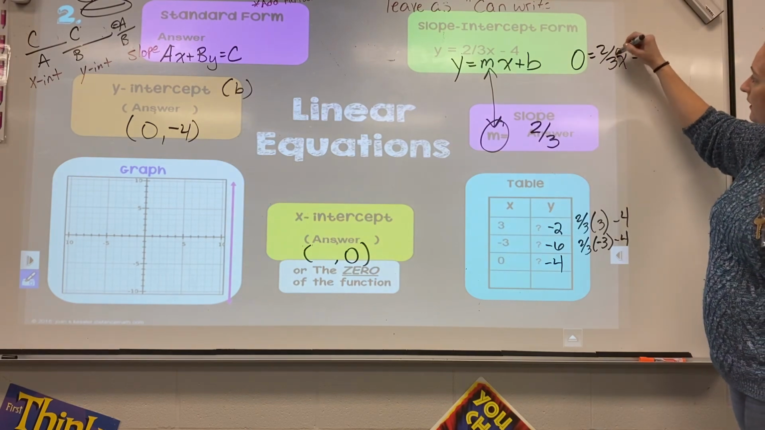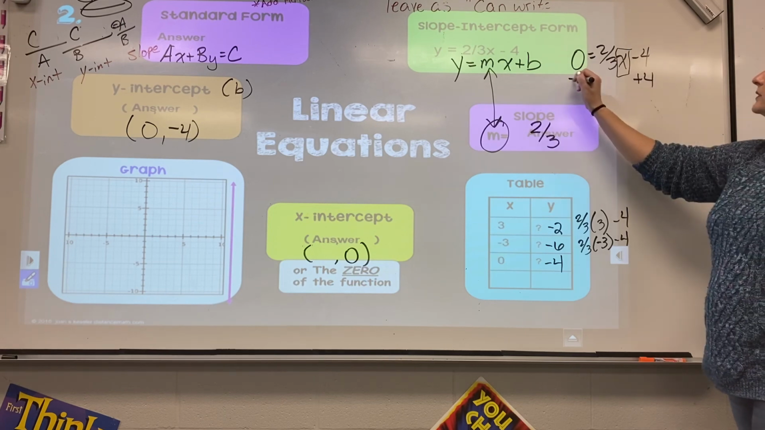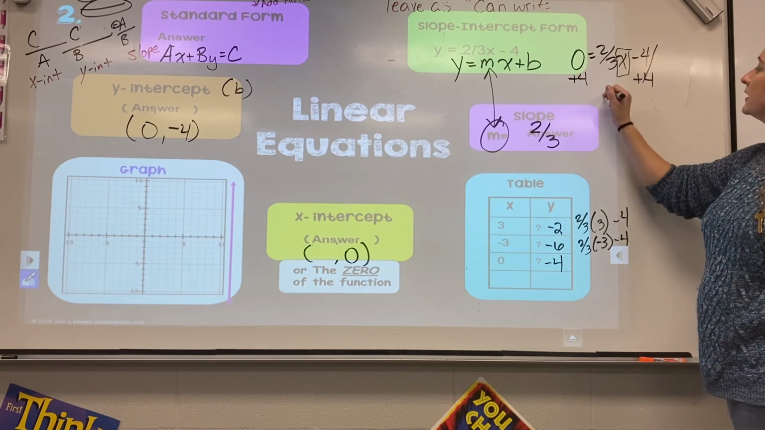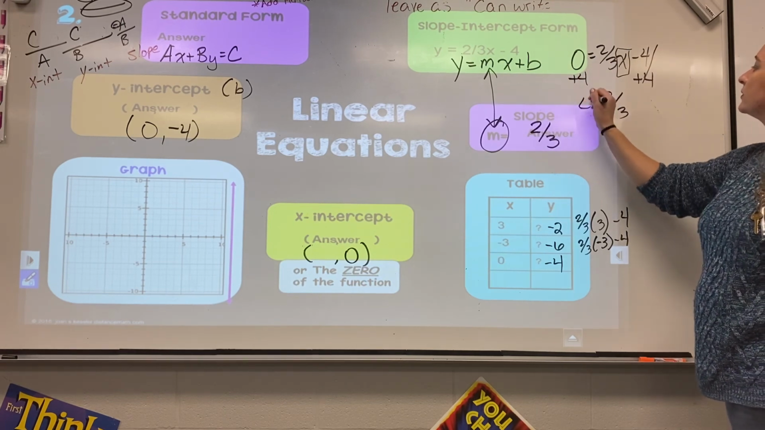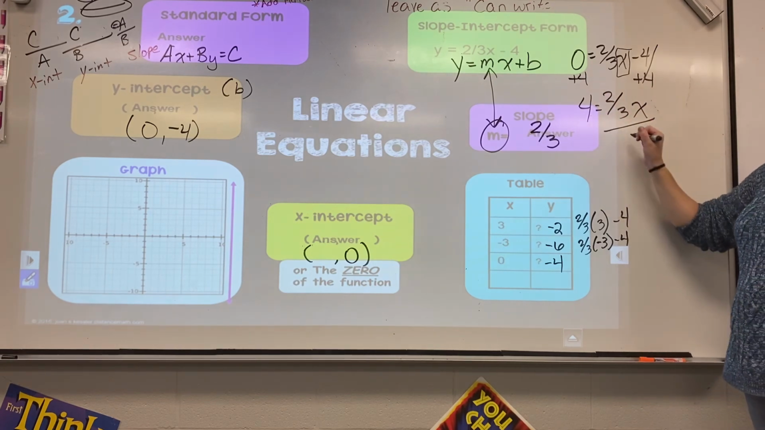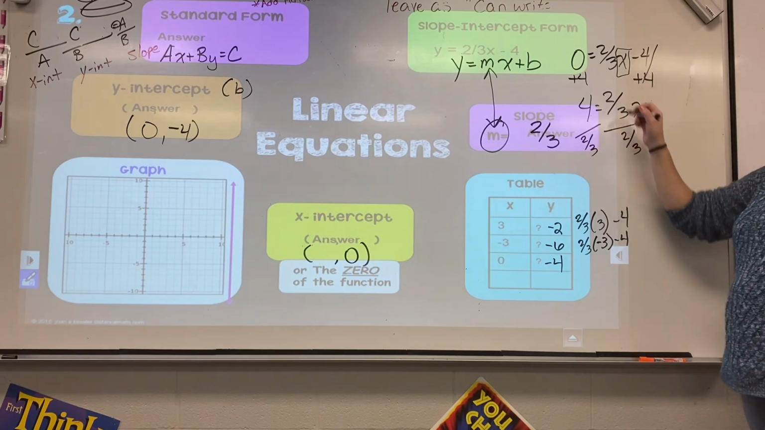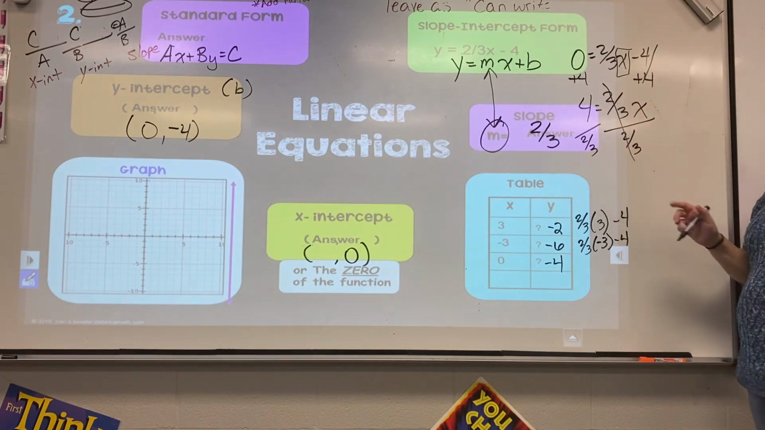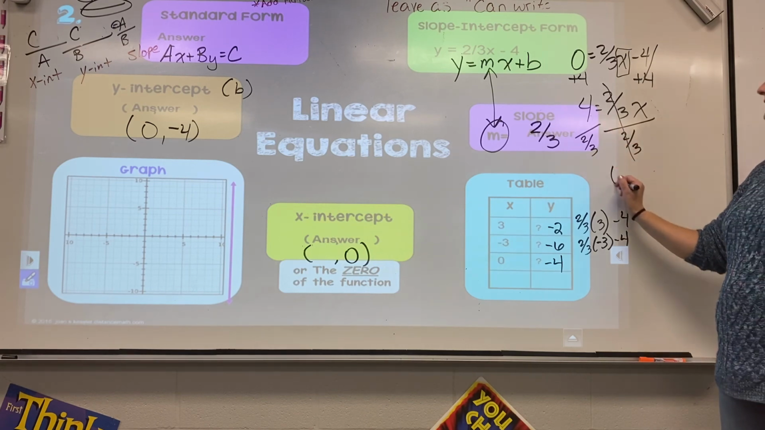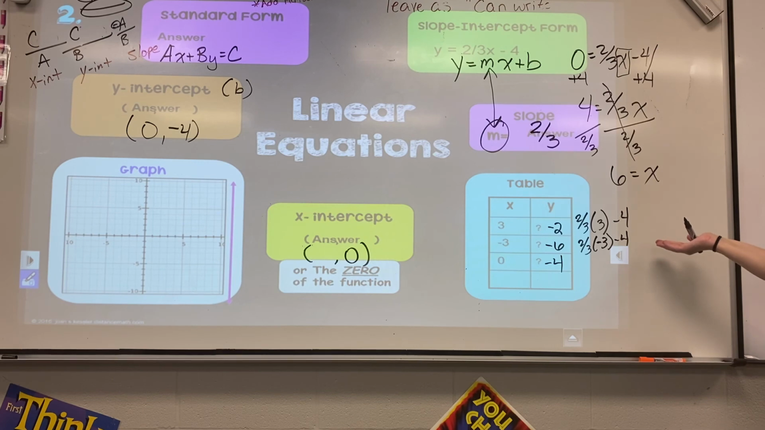I need to solve for x and get x by itself. So add 4 to both sides. I get 4 equals 2/3 x. Now your calculator will let you divide by a fraction. So the number in front of your x, you need to divide by. 4 divided by 2/3 is 6, so x equals 6. Now if you don't have one of our calculators, since you're at home, you probably don't.